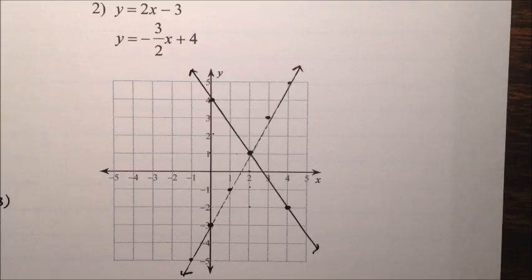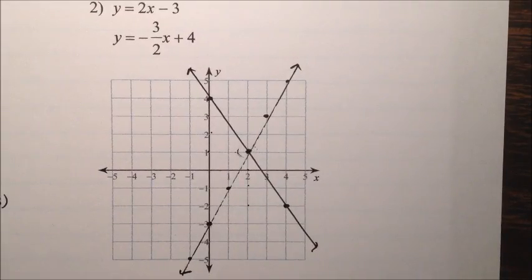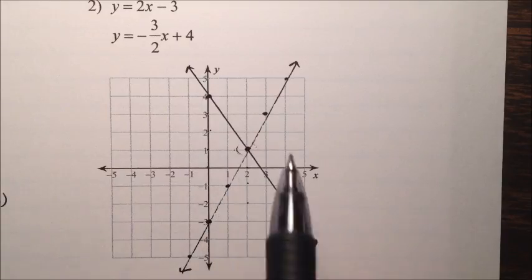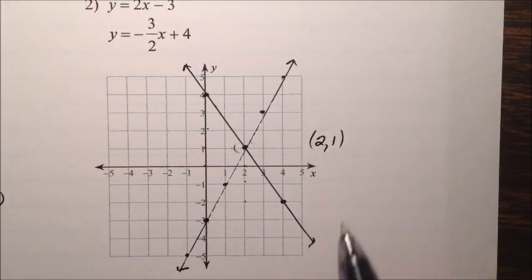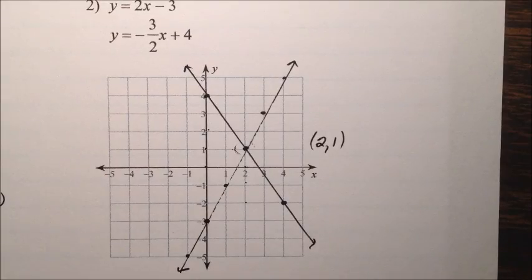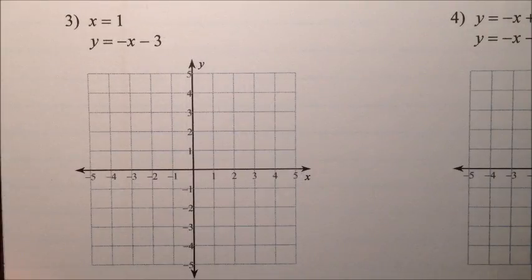So that's what those two equations look like when I graph them. And it looks like, again, I have a point of intersection. Looks like it's going to be 2, 1. So that's my answer. I'm going to put 2, 1 as an ordered pair, because that's the point of intersection. If I was to classify this, I would classify it as consistent and independent because it has one solution.